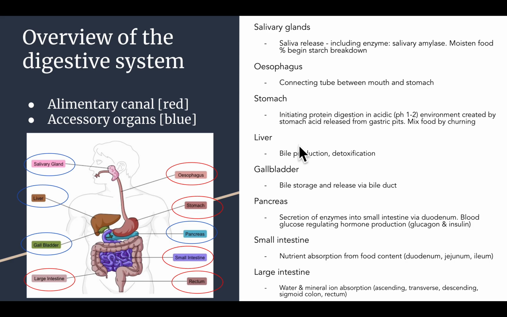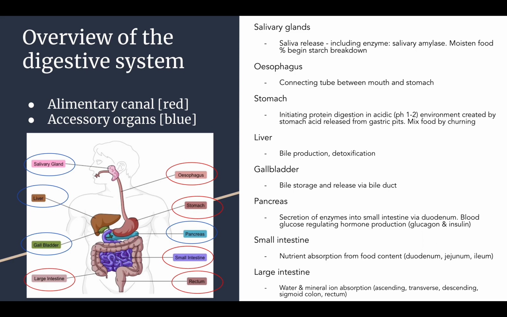So moving on to the liver, that's where bile production happens. It also has a role in detoxification. And the gallbladder is where the bile produced by the liver is stored. The pancreas has a really important role of not only secreting enzymes, but also regulating blood glucose levels through hormone production. These hormones are glucagon and insulin, and that will be discussed in more detail later on in the video.